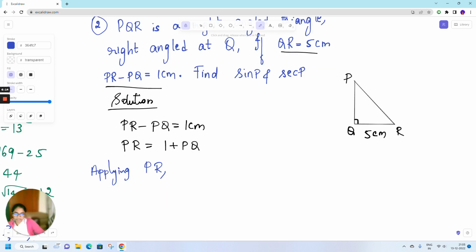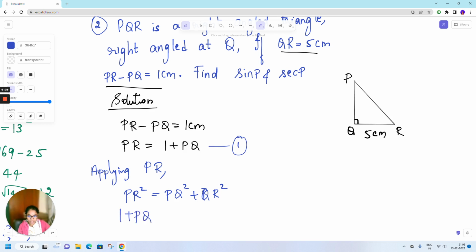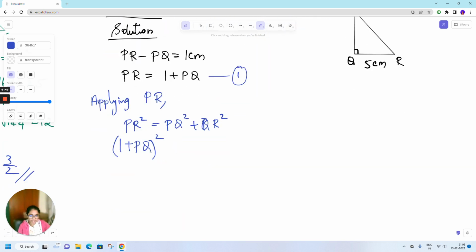From the right angle triangle, we would get PR square is equal to PQ square plus QR square. Agree? Now what is our PR? PR is 1 plus PQ. PR square would be 1 plus PQ the whole square. This is equal to PQ square plus QR value is 5 from the question. Let me substitute that.